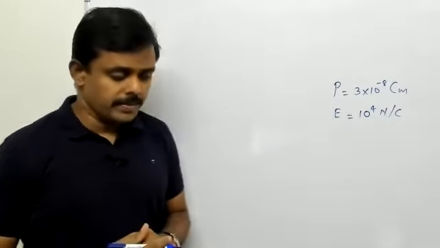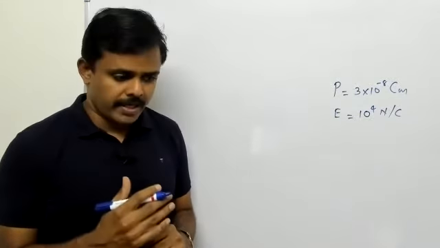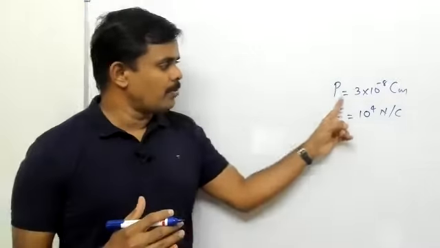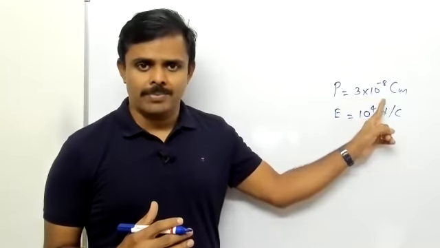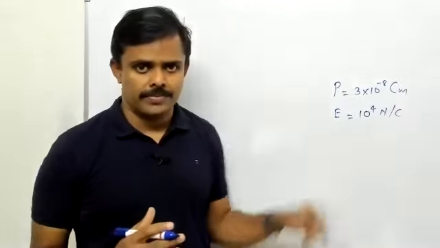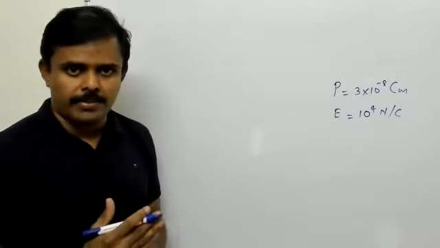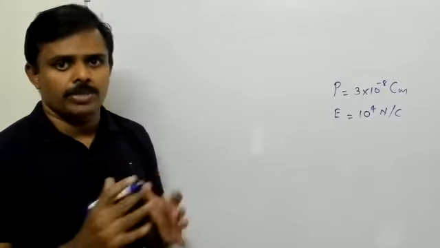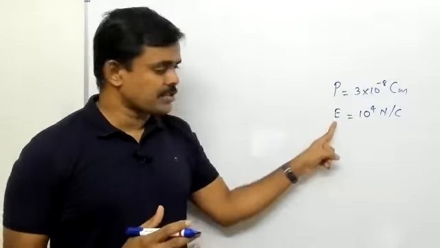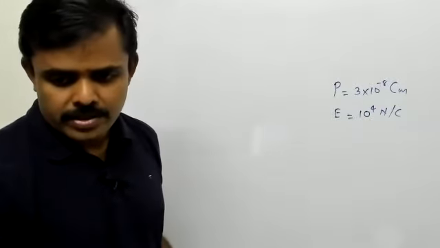I can repeat the question. Calculate the amount of work done to rotate a dipole of dipole moment 3 into 10 power minus 8 coulomb meter. This is not centimeter, it is coulomb meter. From stable equilibrium position to unstable equilibrium position. Remember, stable to unstable, in a uniform electric field of strength 10 power 4 Newton per Coulomb. Did you get the question?